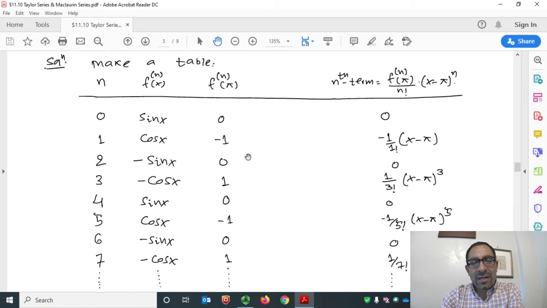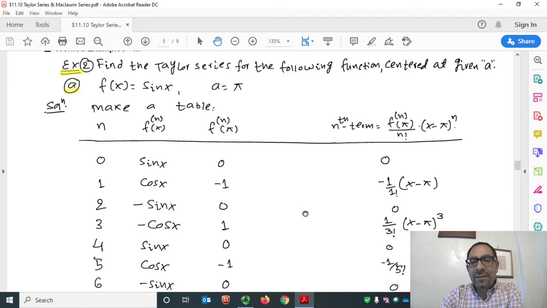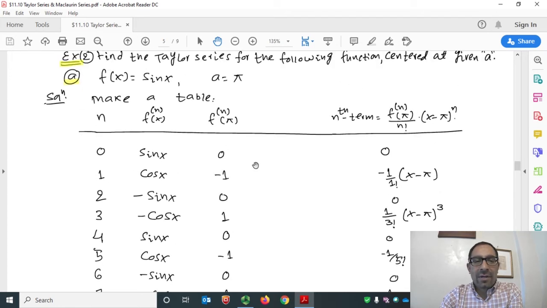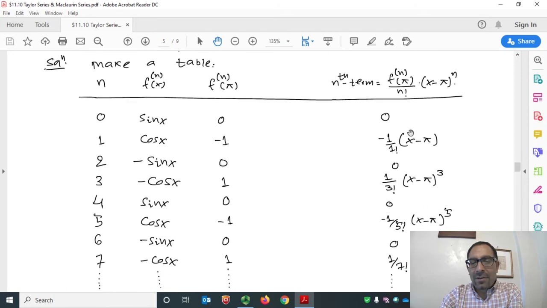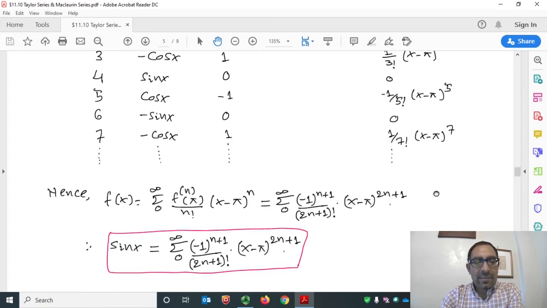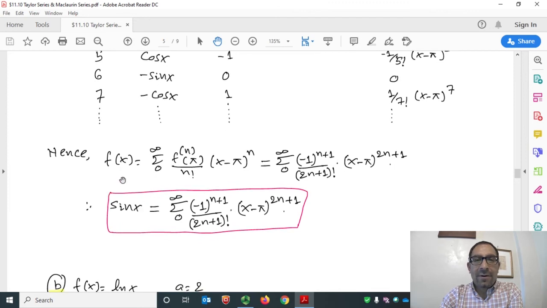So here it turns out that for the sine function, all the even terms disappear, so only odd terms are left. So that means the formula is f(x) equals the summation from n equals 0 to infinity of negative 1 to the power n plus 1 over (2n plus 1) factorial times (x minus pi) to the power 2n plus 1. Great.